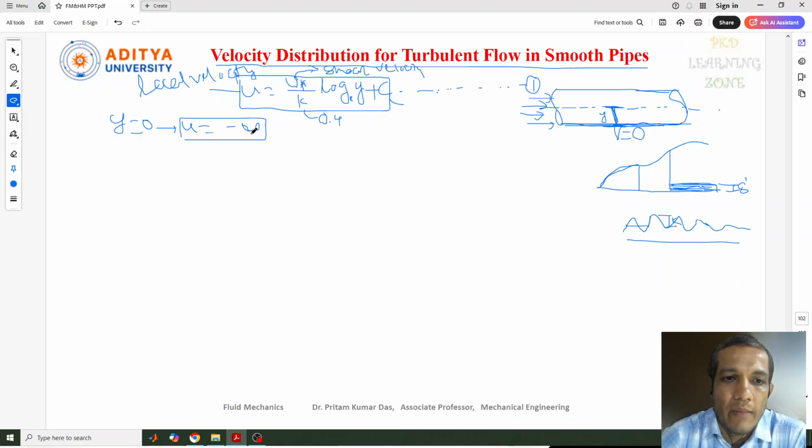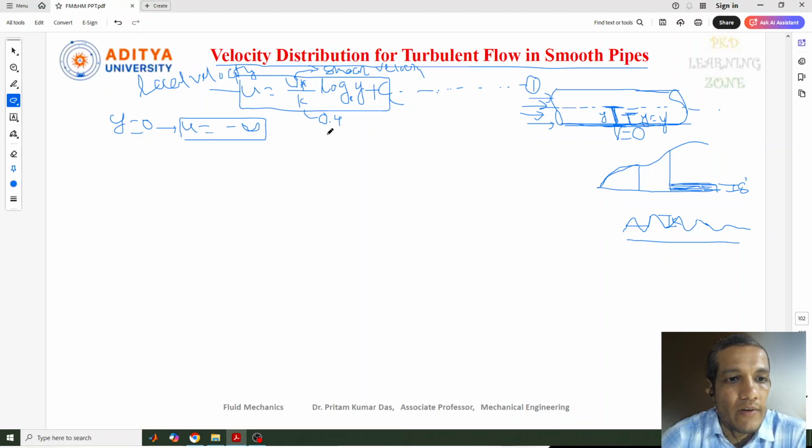See, here we are getting minus infinite. So if you go a little bit away from the boundary surface, then we may get some positive value, because here we are getting the negative value. So this minus value will be neglected if you consider the value of y with a distance of, suppose, y dash. Suppose with a distance of y dash, then you can take this one.